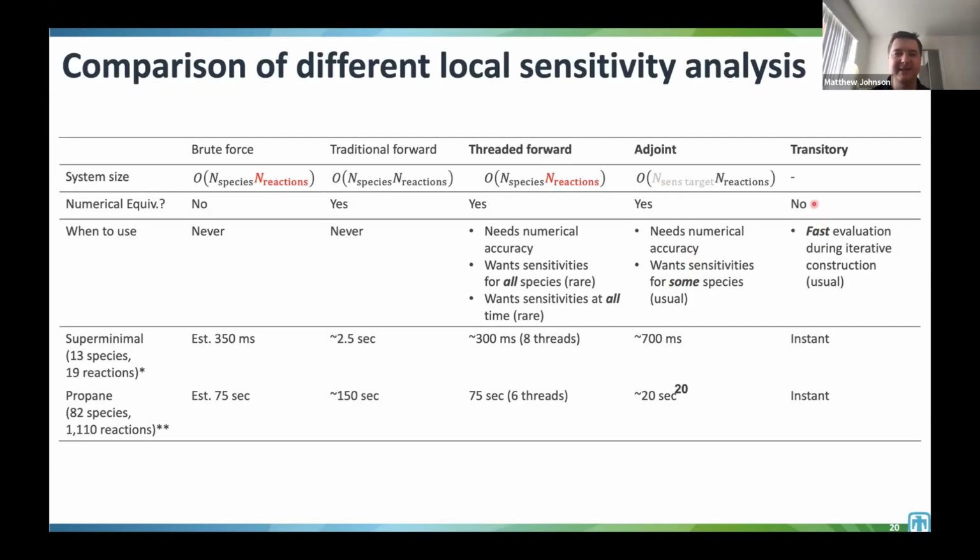Transitory nominally gives you the transitory sensitivity of all targets to all parameters, but at that time point, and it's not numerically equivalent to these sensitivities. It doesn't even have the same units. Transitory is incredibly fast, but of these, adjoint is nominally the fastest way to get sensitivities in most cases. And threaded, I would say, is also the implementation in RMS. Threaded has a much better implementation than traditional forward, so even if you're not parallelizing, the threaded forward will be a lot faster.